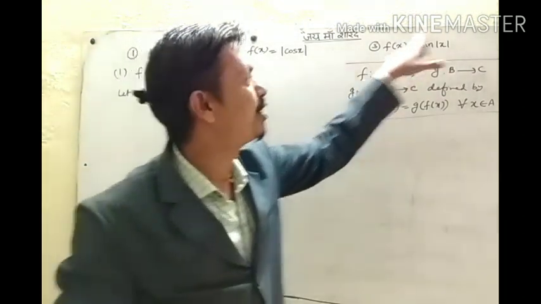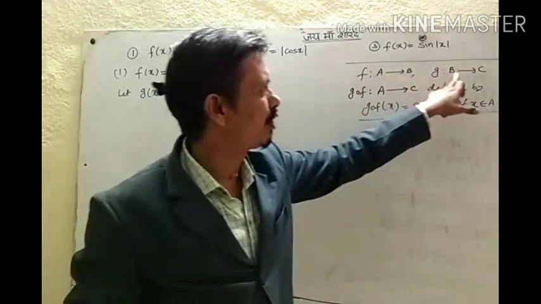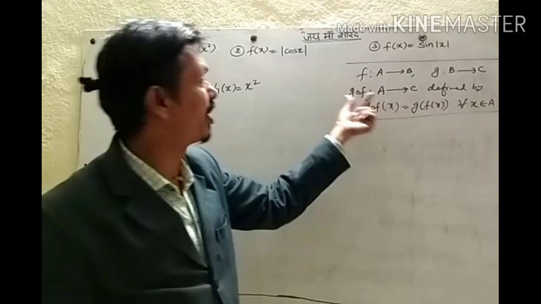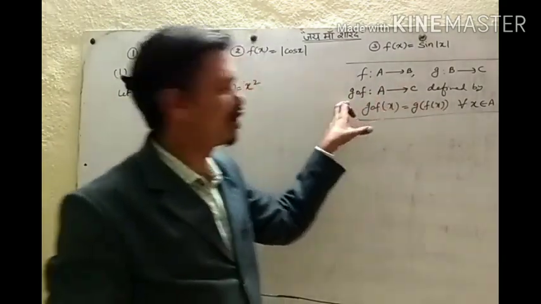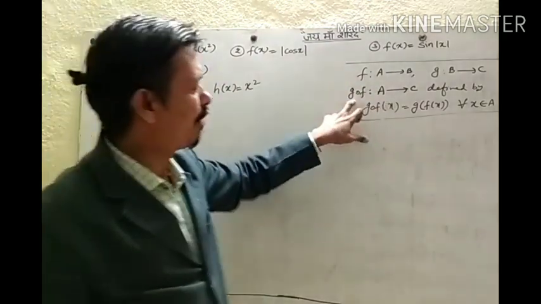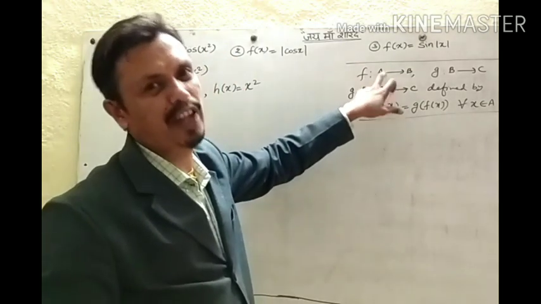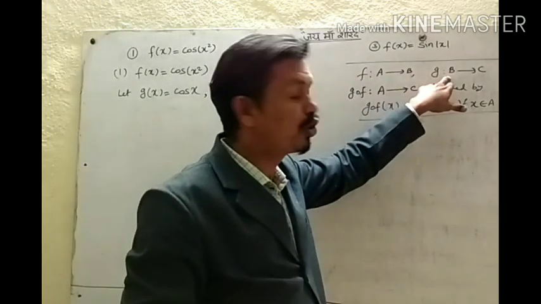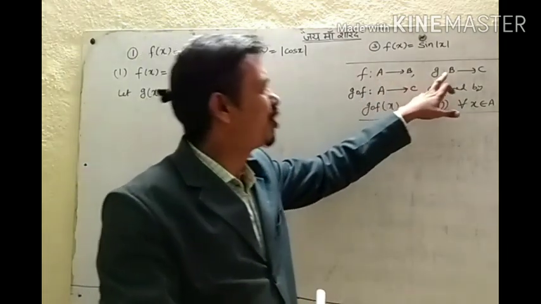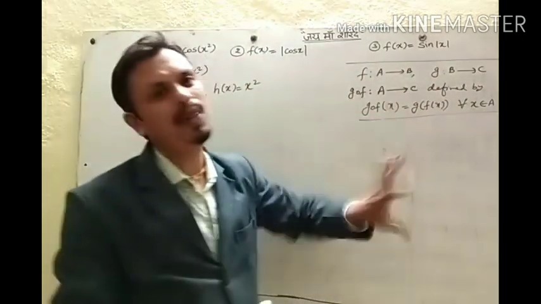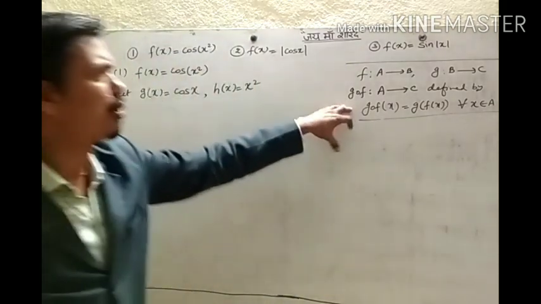So we get one function from A to C. Okay? So one function f from A to B, one function g from B to C. Then using this we get one function g o f, which is from A to C, defined like this. This is called the composition of f and g. This function g o f exists if the range of the function f is a subset of the domain of g. Range of f must be a subset of domain of g. Then only this function can be defined. Otherwise, g o f will not be defined. Okay? So this is the composition of f and g.